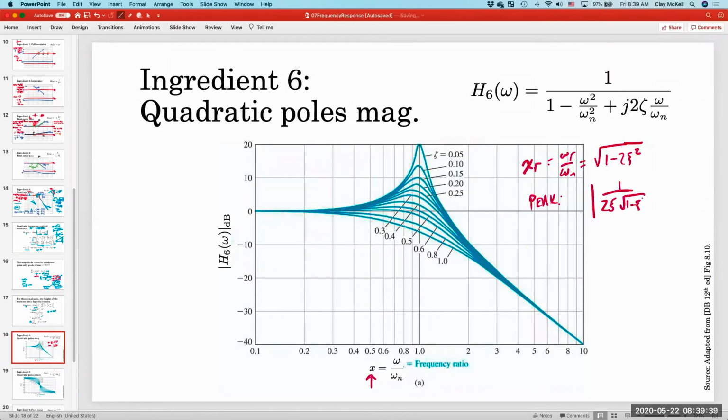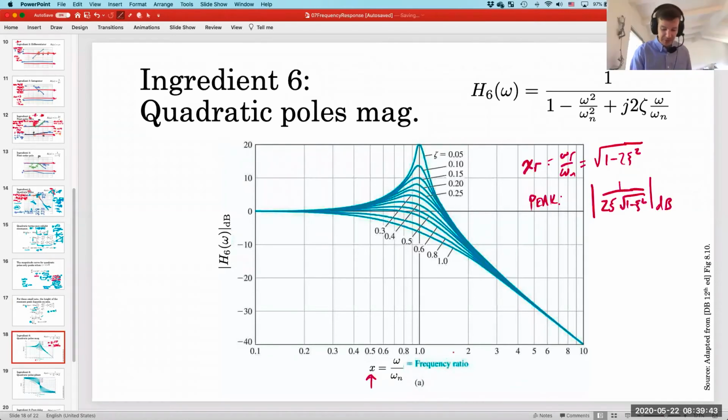Is that the same as like a normalized frequency? That's exactly what it is. Yeah, frequency ratio or normalized frequency. This is a common way to say, this will be what happens relative to the natural frequency. Exactly. And so there are a couple things here.